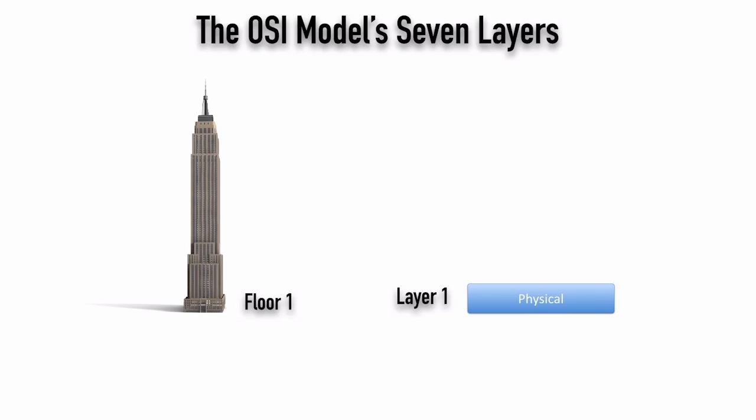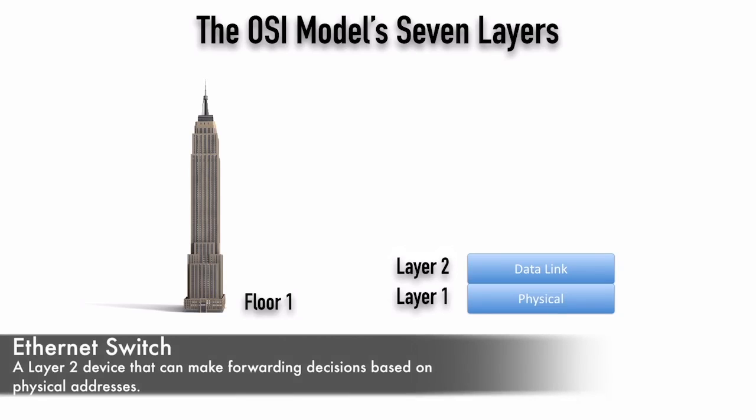Layer 1 is the physical layer, and the physical layer is concerned with how to get data on the wire. We're talking about the individual bits, the ones and zeros. How do we electrically represent them, or how do we optically represent them if we're using fiber optics? Moving up to layer 2, we have the data link layer. To give you one example of something that resides at the data link layer, think of an Ethernet switch.